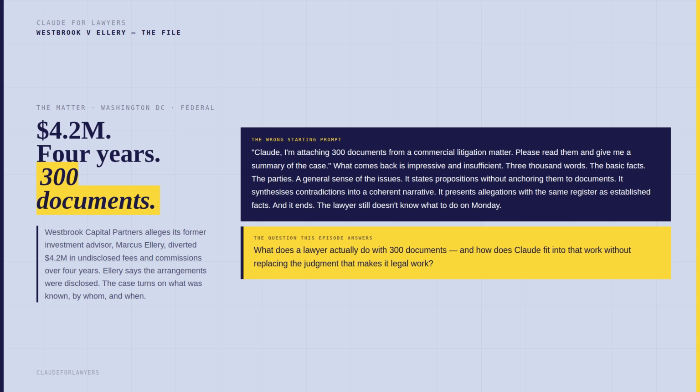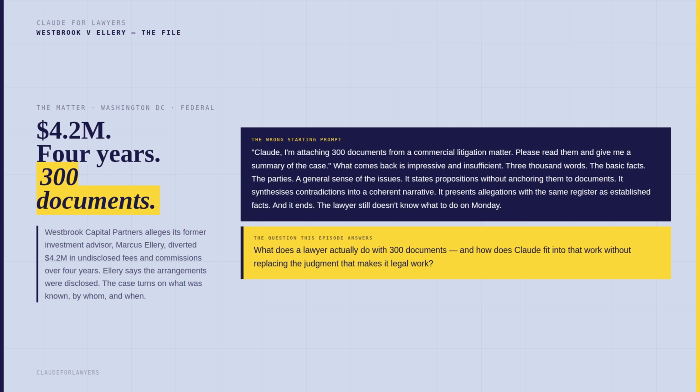The document set is 300 documents. Core investment agreements, 22 deal engagement letters, 48 board minutes across 4 years, counterparty communications across 11 transactions, advisor internal emails obtained in discovery, wire transfer records, a forensic accounting expert report, the advisor's own expert report, regulatory correspondence.